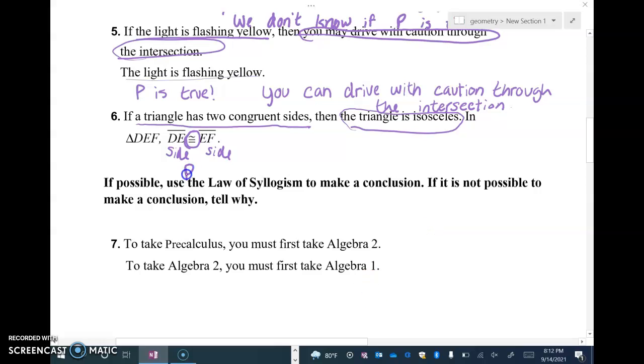That means P is true, right? That's what we're looking for to use the law of detachment. We have to find that P is true. So now we can say Q is true. So triangle DEF is isosceles.